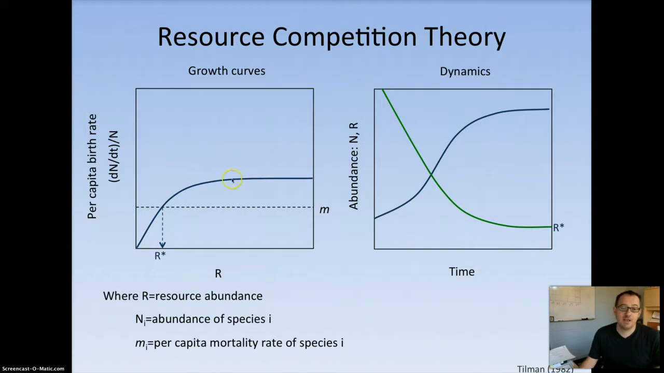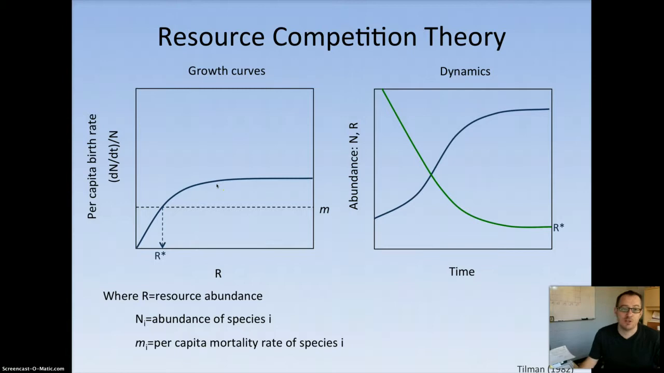We can identify a couple of different regimes, if you like, in this panel. By noting this particular value R star, we see that when the resource is at a density below R star, the species per capita birth rate is below the value of the species per capita mortality rate. And so we would expect that species to be in decline. Above the resource density of R star, we see that the per capita birth rate actually exceeds the per capita mortality rate, and we'd expect that species to therefore be growing at reasonably high levels of resource availability.